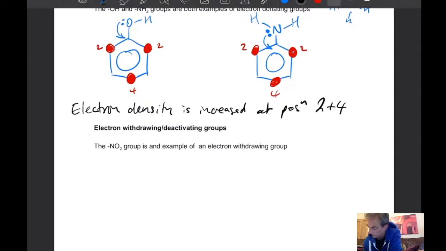Now, you might find this interesting. There's another system for the 2 and the 4. Position 2 is called the ortho position. Position 4 is called the para position. So if you think about paracetamol, it's called paracetamol because you've basically got 2 substituent groups on your paracetamol.